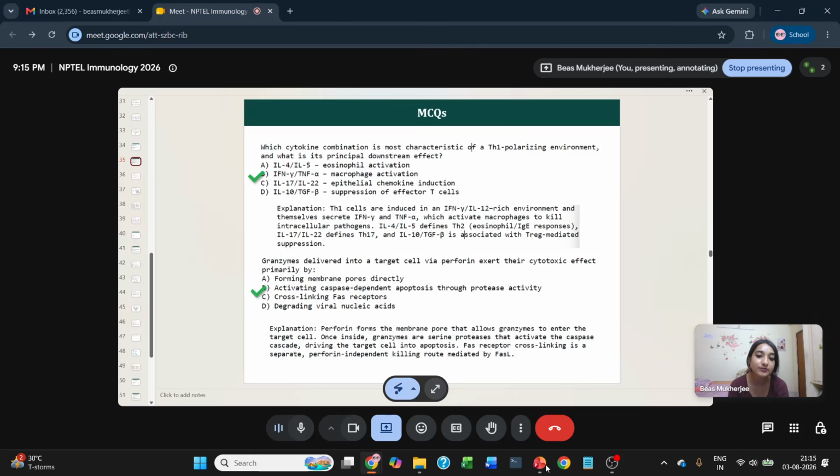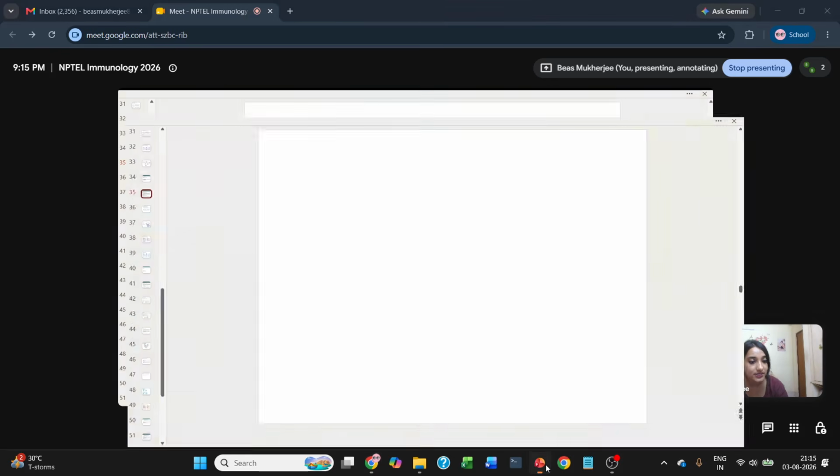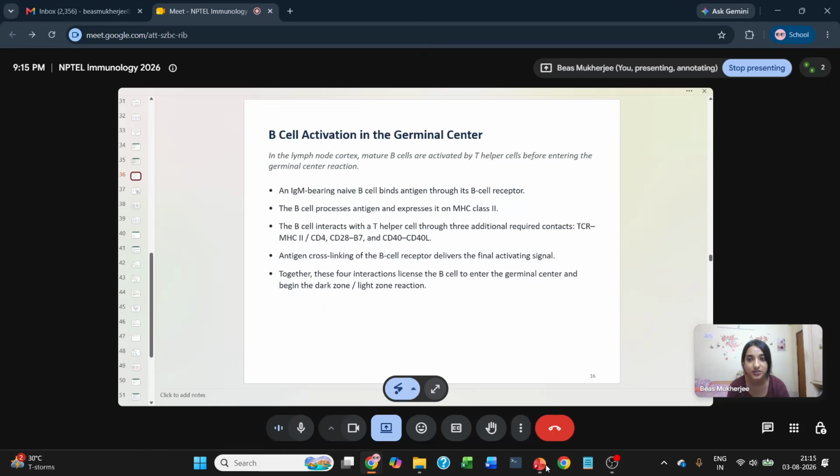Then we have granzymes. Obviously, perforins form pores through which the granzymes enter. And once inside, the granzymes are serine proteases and they activate the caspase cascade, driving the target cell into apoptosis. Also, Fas ligand and Fas receptor are also mediating apoptosis, right?